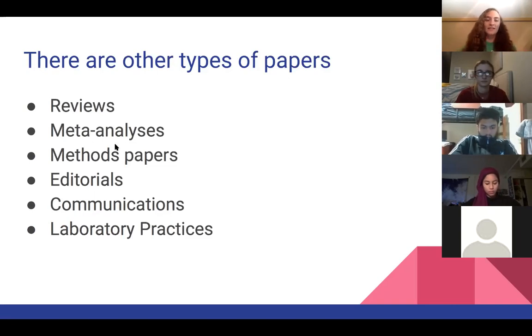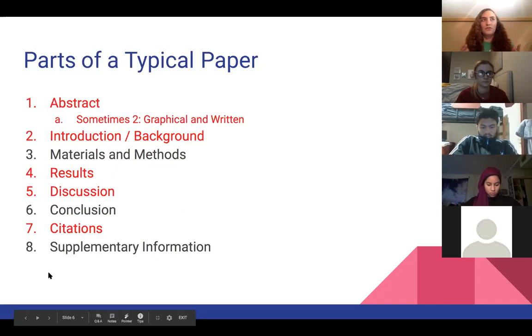A meta-analysis takes a lot of data from different databases and analyzes different topics throughout a population. Today, we're going to focus mainly on what you think of when you hear scientific paper.